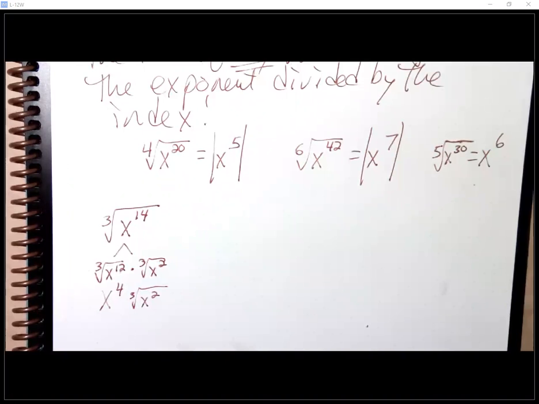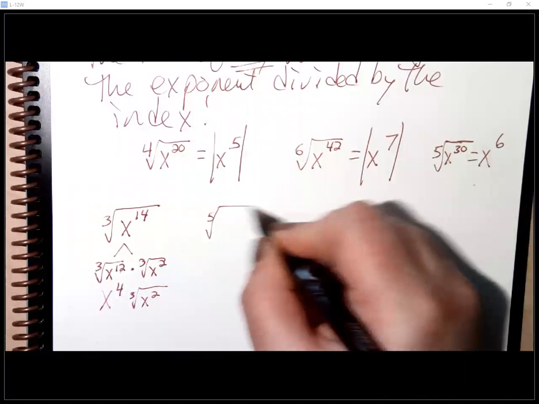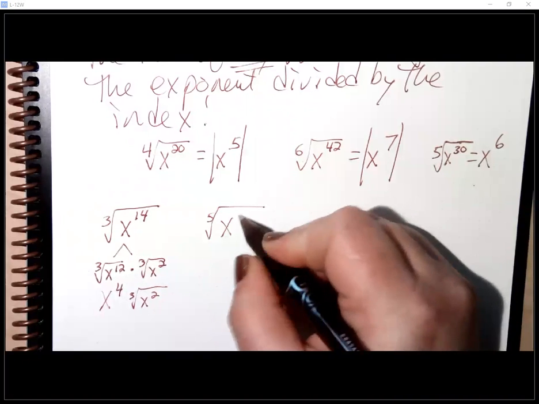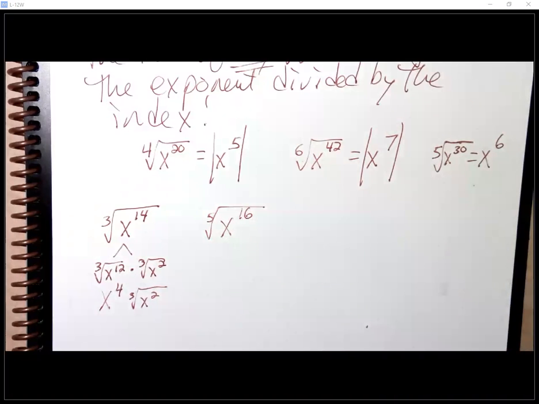How about the 5th root of x to the, I don't know, let's do 16th. So always start at 16. Oh, I can't do 16 divided by 5. Okay, keep going down until you hit a number that you can divide by 5. This time, how far do you have to go down? Just 1, right? If I just go down 1, now I get to 15, and 15 is divisible by 5.